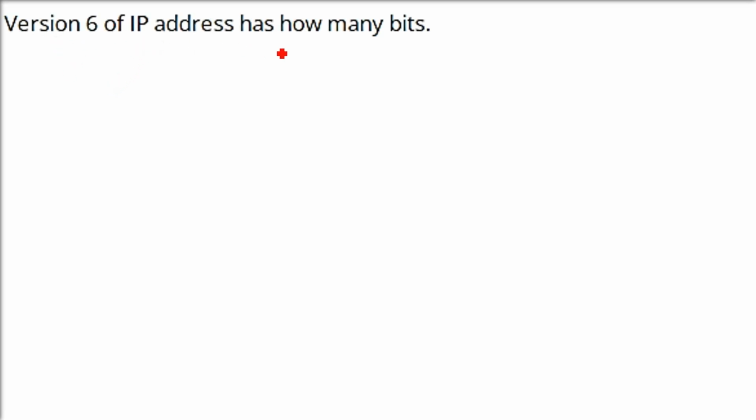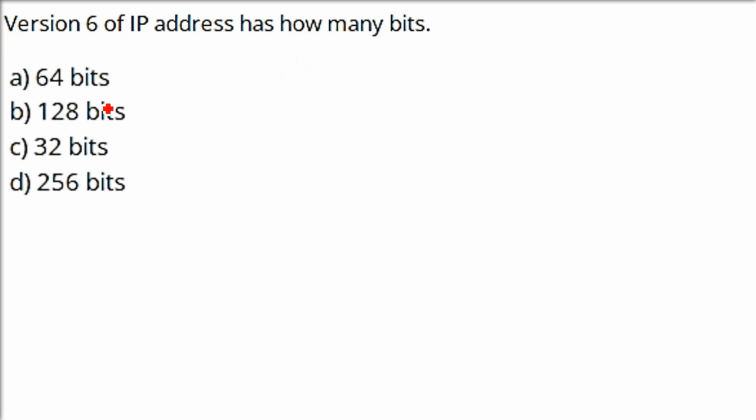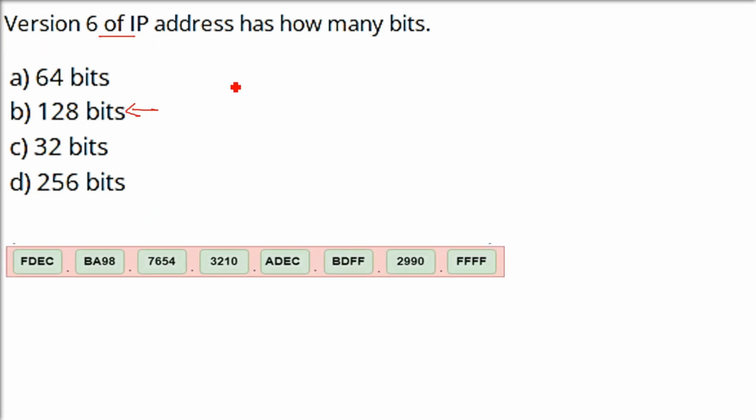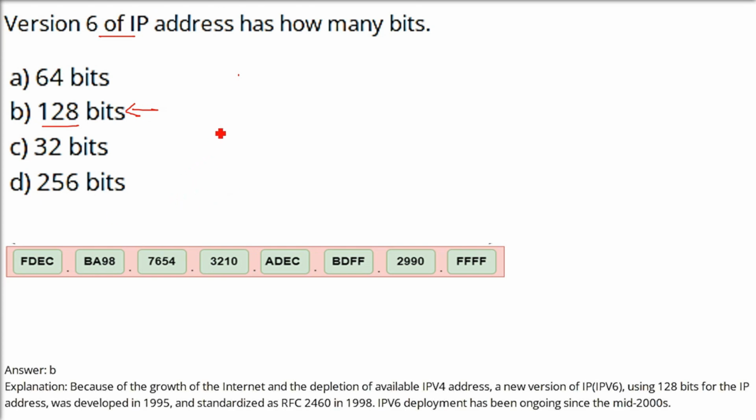Version 6 of the IP address has how many bits? We have just seen version 6. How many bits? 128 bits. This is hexadecimal. And why has it come? Because IPv4 was a 32-bit addressing scheme. 2 to the power 32 is 4 billion, and there are 8 billion of us in the whole world. Every person has 2 or 3 gadgets. So in order to get IP addresses for all of them, we need a higher-numbered addressing scheme. Okay. So this is the growth of the internet and the depletion of IPv4 addresses.